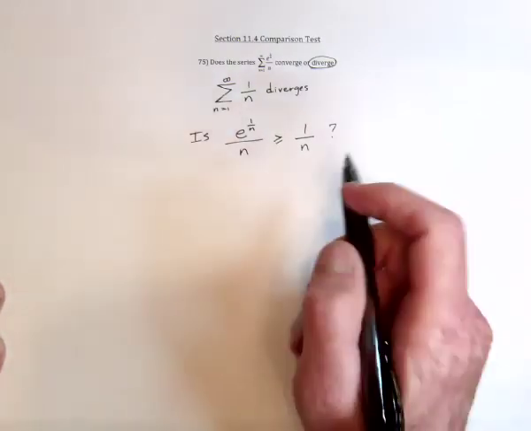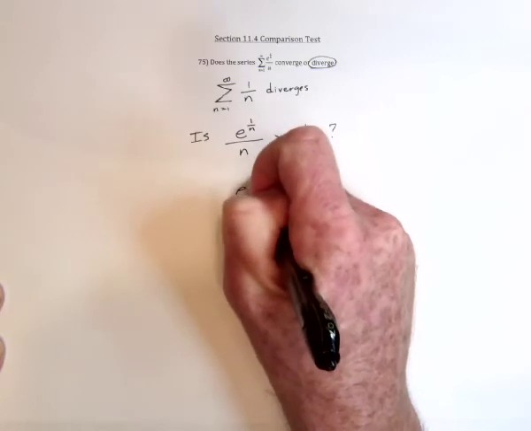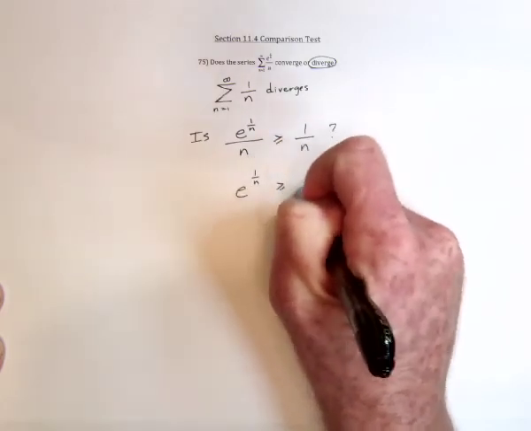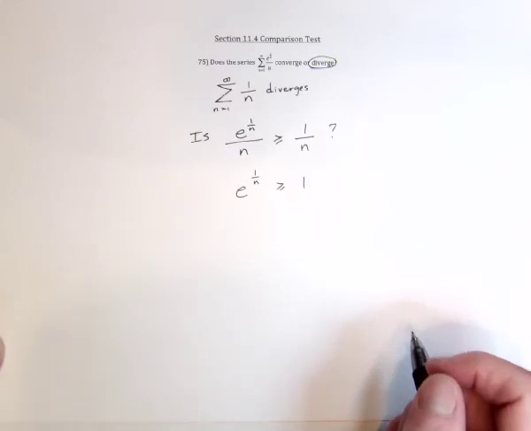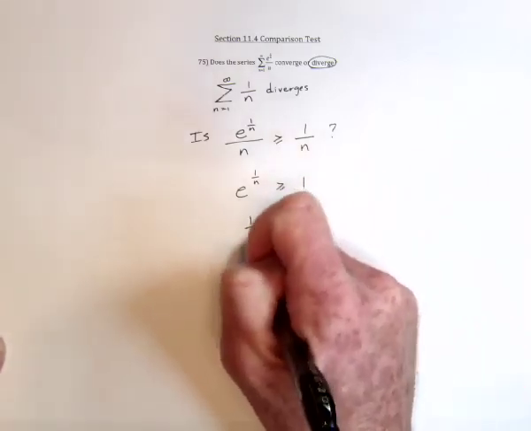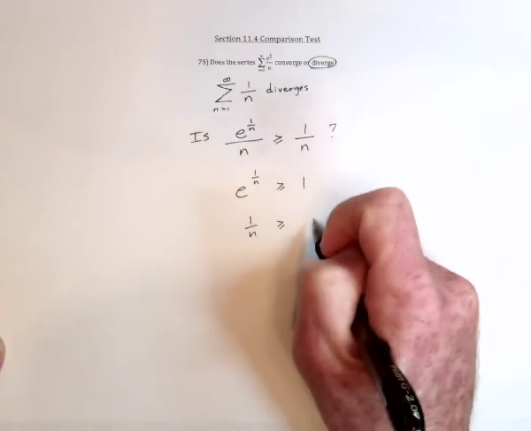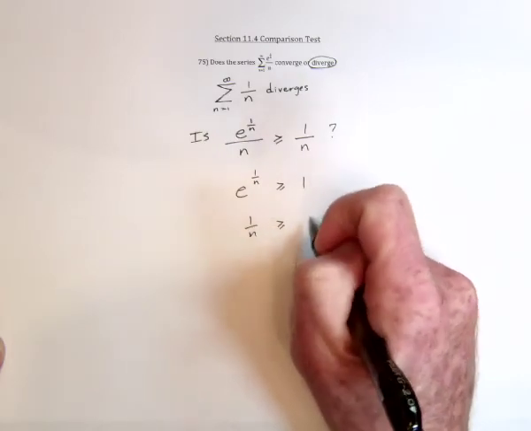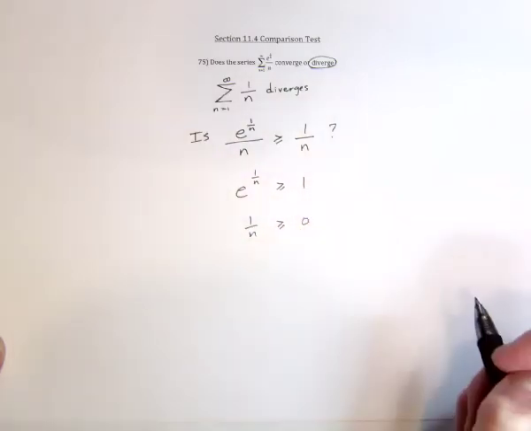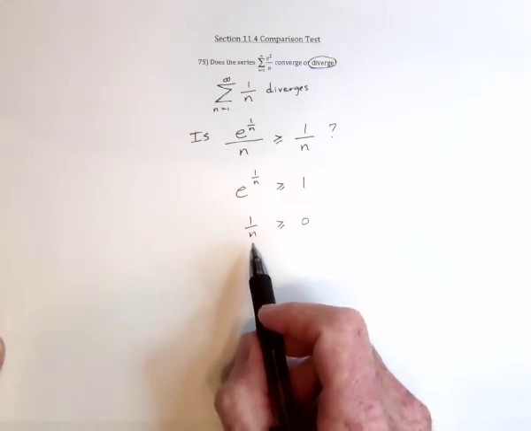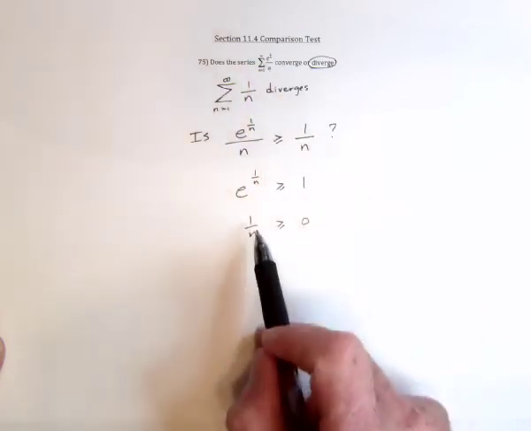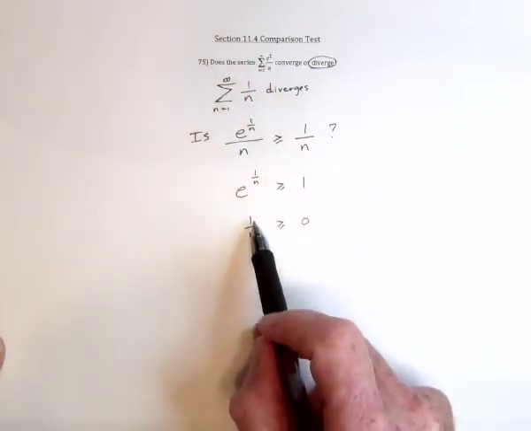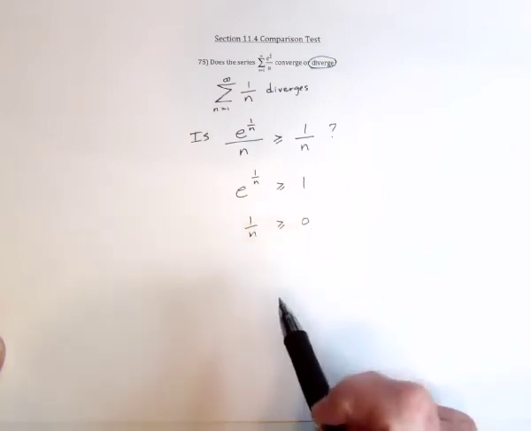Well, easy enough, you can multiply by n on both sides, and then take the natural log. So natural log of 1 is 0. So in other words, as long as this fraction is positive, you're in business. Well, notice that n is 1 to infinity, so n is always positive. 1 is always positive, so this has always got to be true.